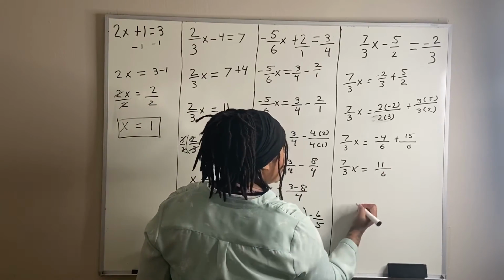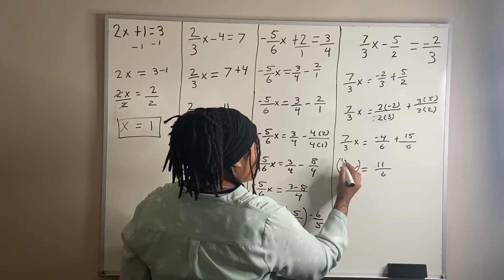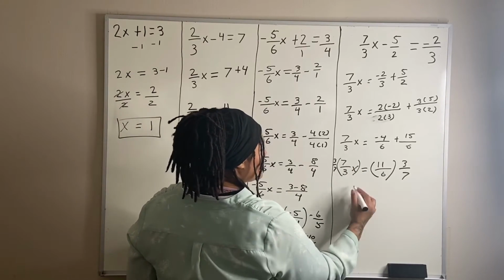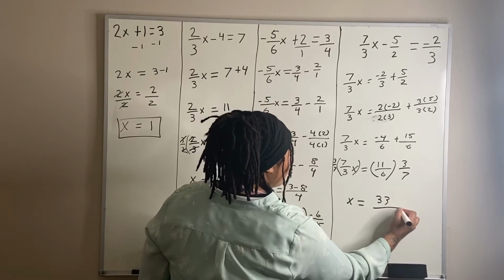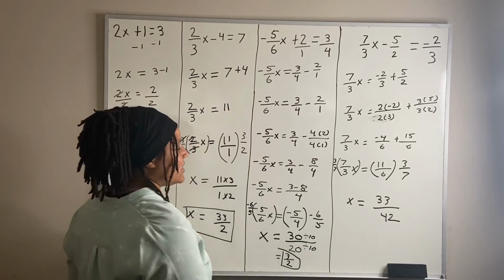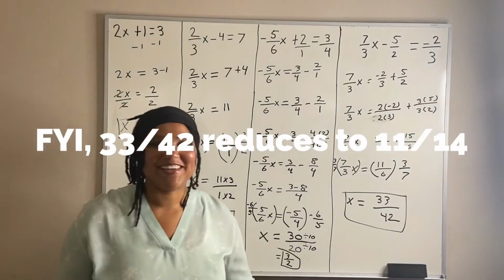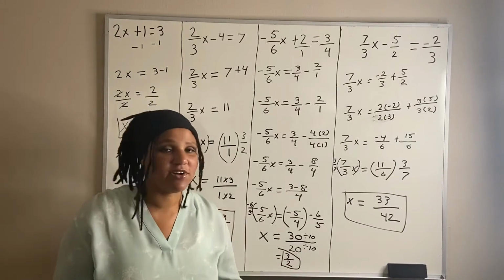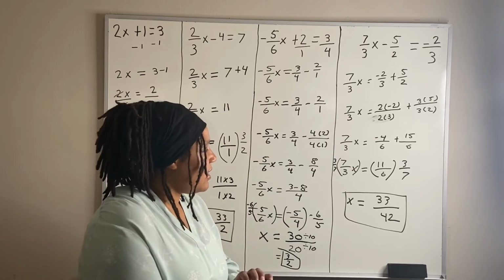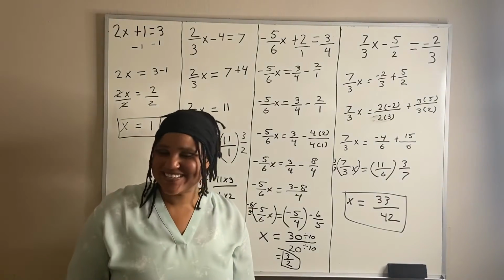So 11 over 6. And now we need to multiply both sides by the reciprocal. So the reciprocal is 3 over 7. So now we have x is equal to 33 all over 6 times 7 is 42. Okay, so there we have it here. And that is actually a proper fraction, so we're good there. Sometimes your teacher will want you to convert, like I said, into a mixed number if it is an improper fraction. So stay tuned for our next set of examples.